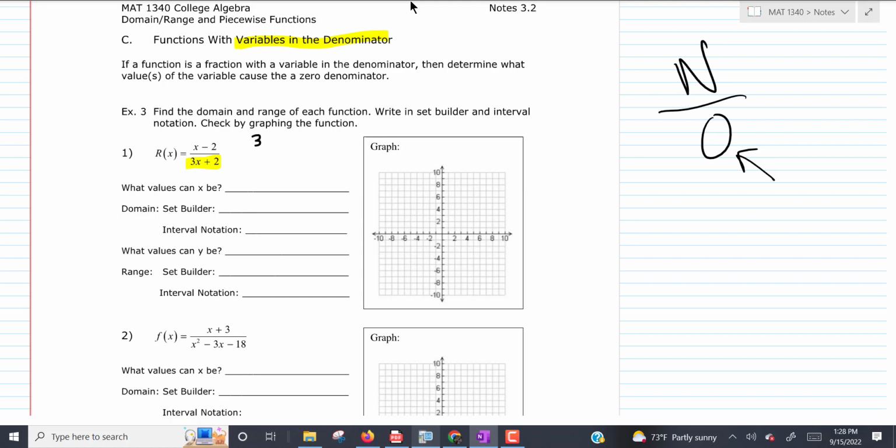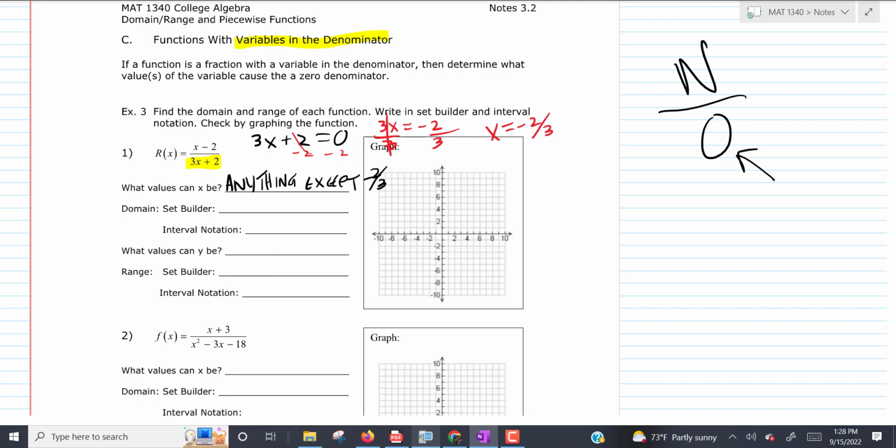The numerator isn't going to have any bearing on this. So just write down 3x plus 2 equals 0. We're only interested in what makes that denominator 0. Now we're going to solve that equation. So we'd subtract 2 from both sides, and then you would end up having 3x equals negative 2, then divide by 3. So what you would end up getting is x equals negative 2/3. So what's going to happen on this problem is x can be basically anything except negative 2/3. Okay?